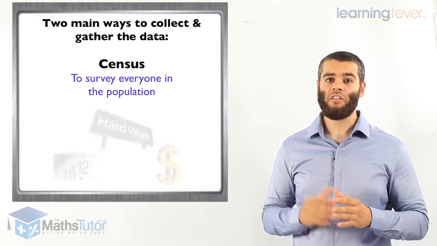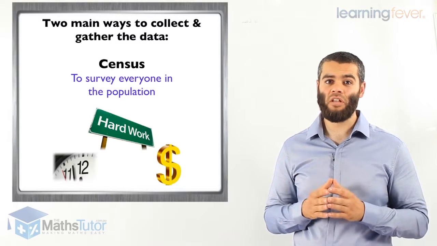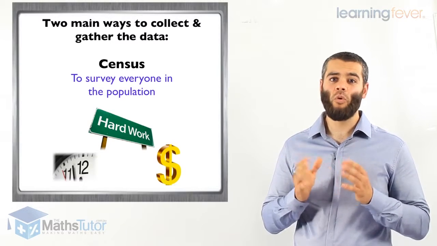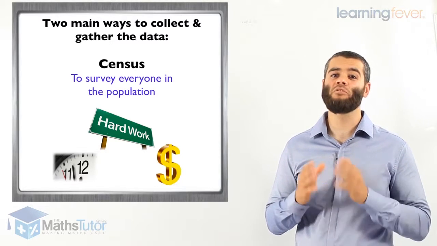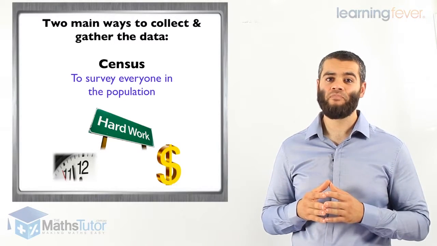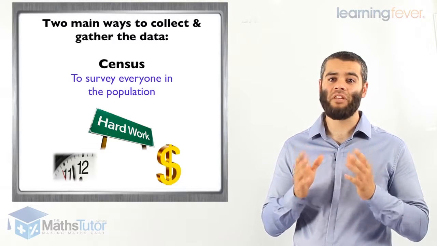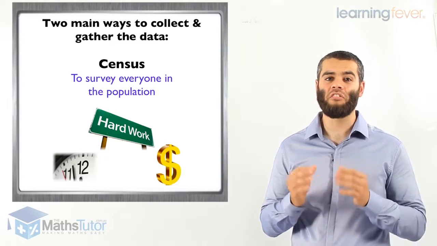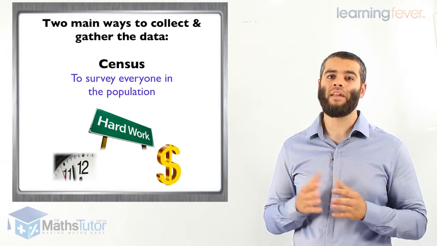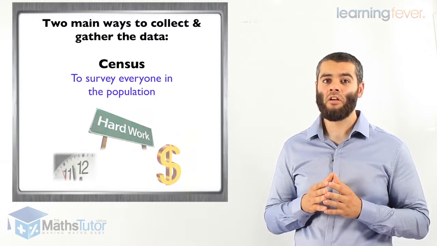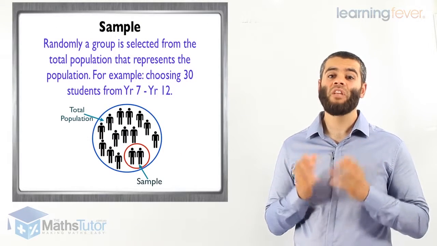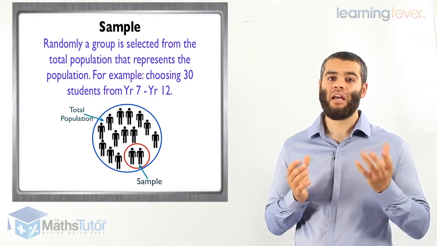You can imagine it's going to be costly, a lot of printing, a lot of pens, a lot of work. And it's going to be time consuming, making sure that every single student out of the 900 is answering these questions in the survey. Well, what happens? It becomes too hard and it becomes a big task. So the second method is to conduct a sample.